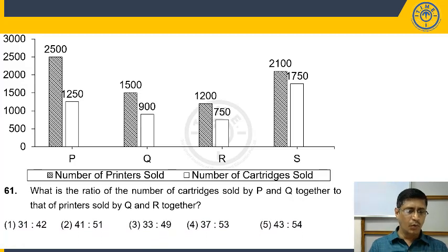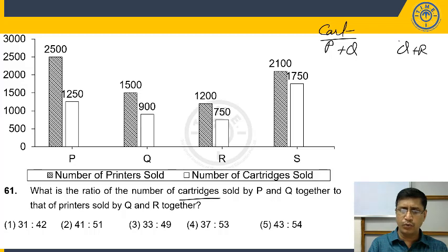Question number 1. What is the ratio of the number of cartridges sold by P and Q together to the printers sold by Q and R? P and Q, what we need to find? Cartridges. The next one is Q and R, what to find? Printers. So P and Q, cartridges, how much here? This is the value of P, and this is the value of Q. The sum of these two values is equal to how much?